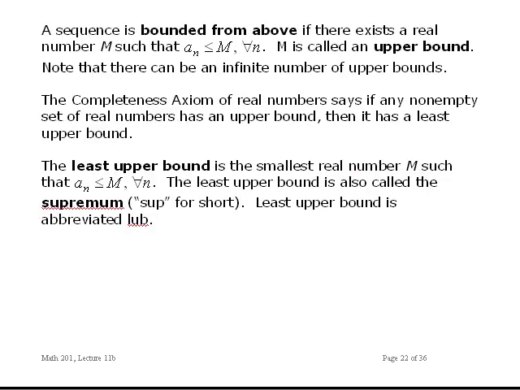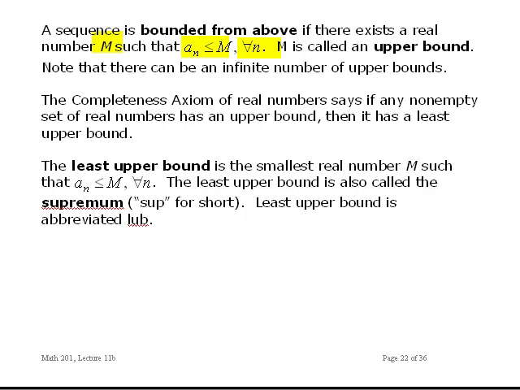The sequence is bounded from above if there exists some real number, which I'm going to call capital M, such that all the terms are less than or equal to this real number M for all n. Then M is called an upper bound. Note that there can be an infinite number of upper bounds. For example, if all the terms of the sequence are less than 100, they are also less than 200. They're also less than 1,000.